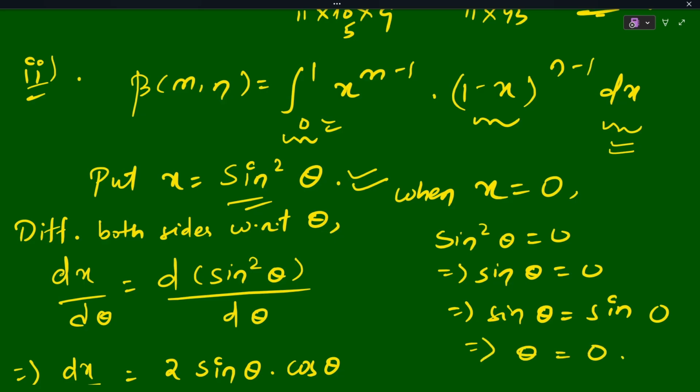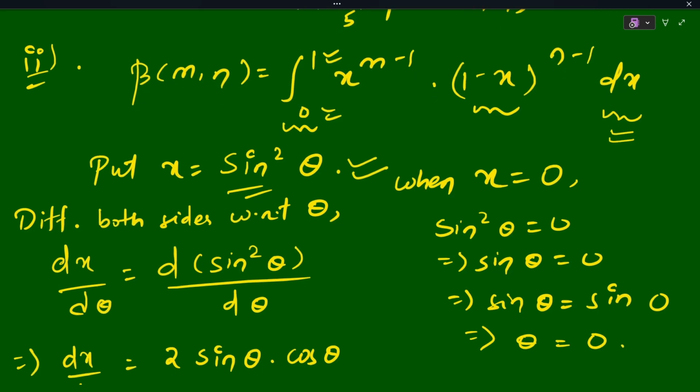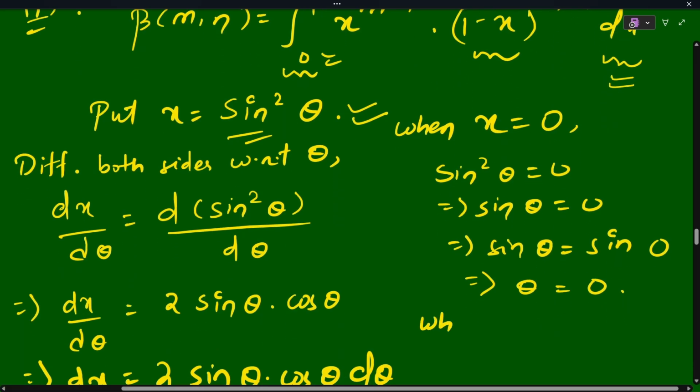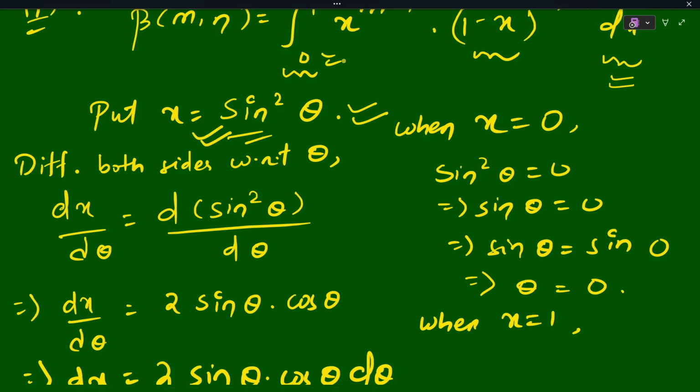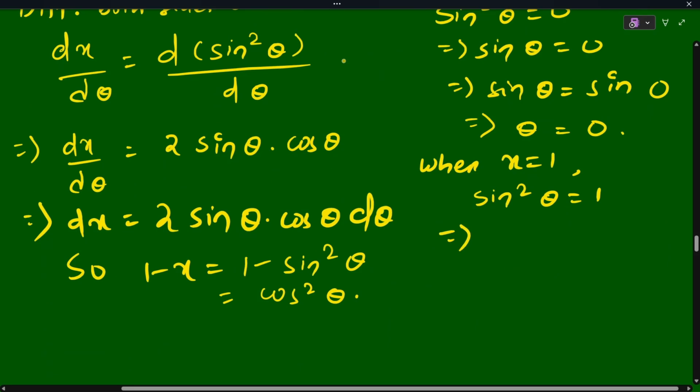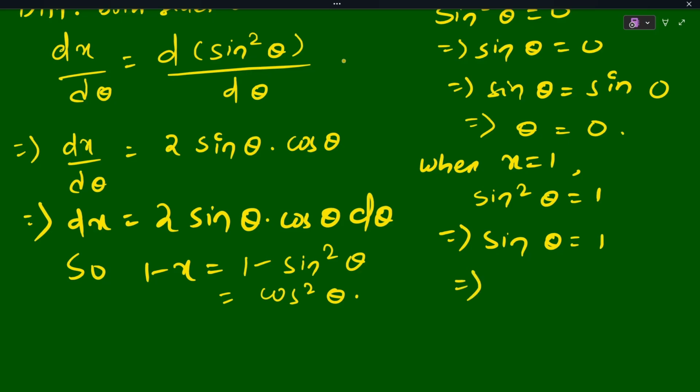Similarly, next take the upper limit 1. When x is 1, I will substitute the values here, so sine square theta equals 1. So next this sine theta would be 1, take the positive value only. Then when sine theta is equal to 1, we know this value is equal to sine pi by 2. So from here I got that theta value is pi by 2. So now I got the limits also.